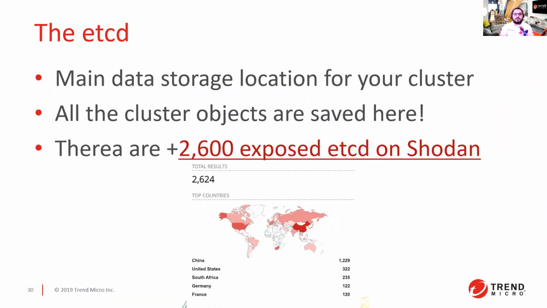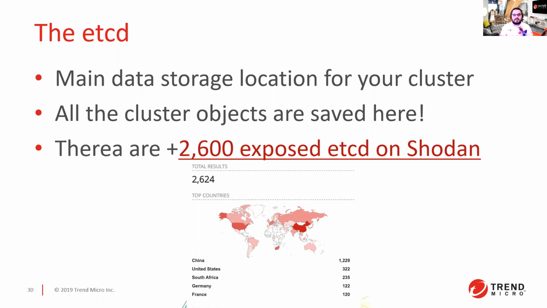etcd, as I mentioned before, is the main data storage for your cluster. All the cluster objects are saved here. And we've identified that there are 2,600 exposed etcd on Shodan today, from a recent search. Just be aware that if your etcd is exposed, it also has an API that you can interact with. And if an attacker has access to the etcd, they basically can do anything on your cluster.